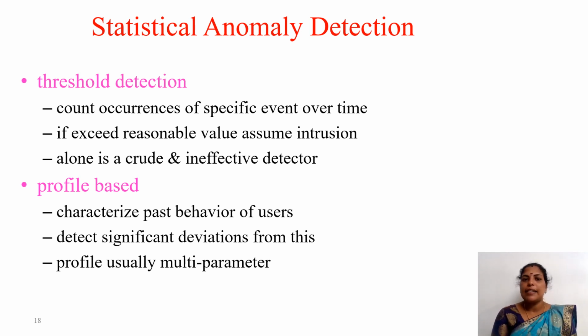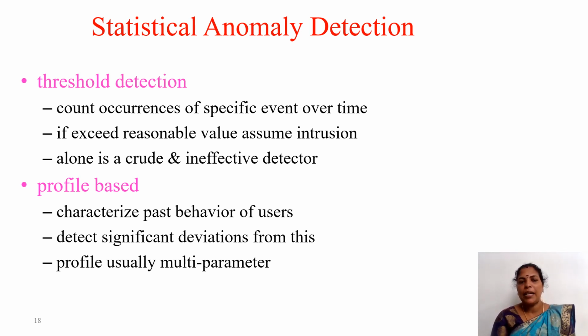Next is statistical anomaly detection. Already we have seen that statistical anomaly detection is categorized into threshold based as well as profile based detection. In threshold based detection, we count the occurrences of a specific event over a time, and if it exceeds a reasonable value, then we assume it is an intrusion. Alone it is a crude behavior and an ineffective detector. If you use only a threshold alone, it is not an effective detector.